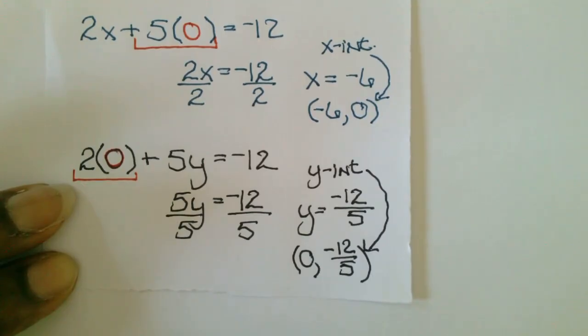Okay, we didn't have to put it into y equals mx plus b. If they just wanted to know the intercepts, you're going to make your x 0 if you're looking for the y-intercept, and you're making your y 0 when you're looking for the x-intercepts. Okay.